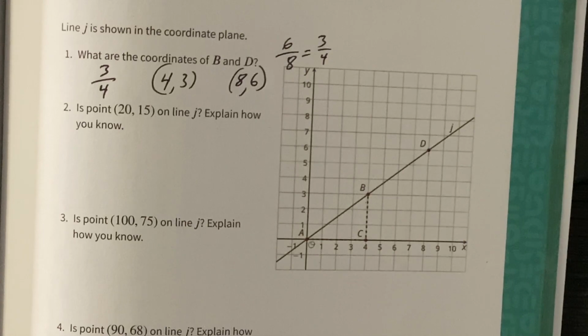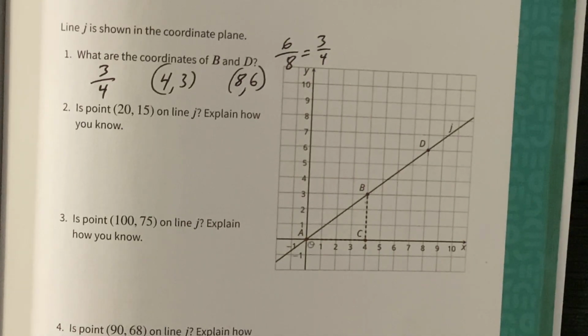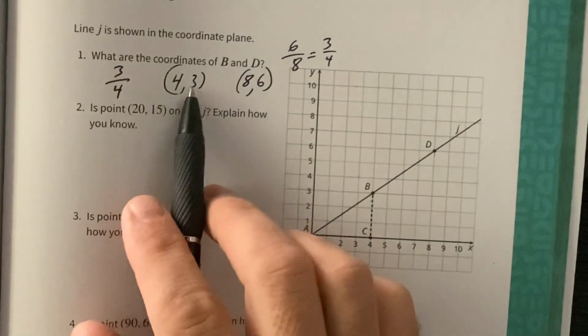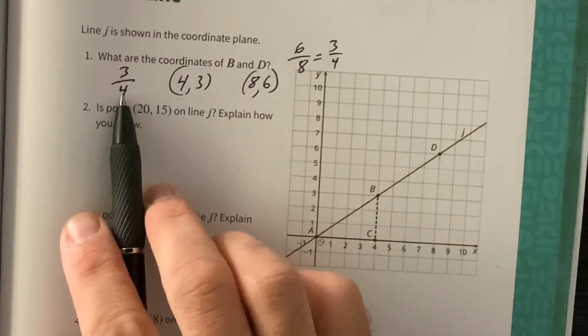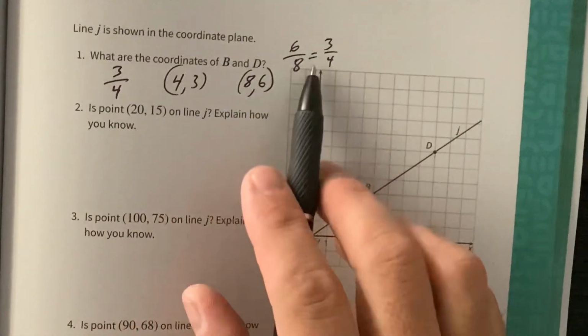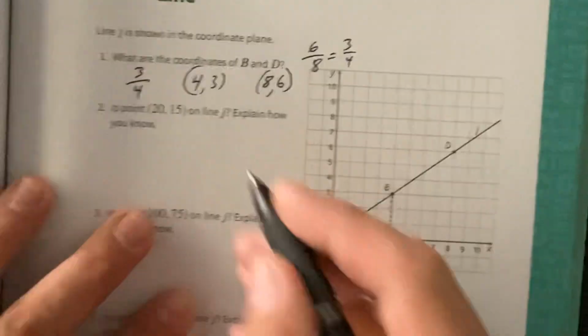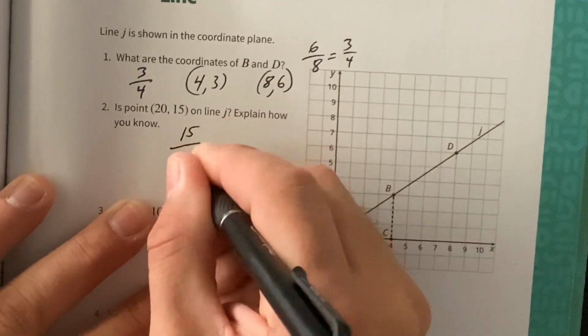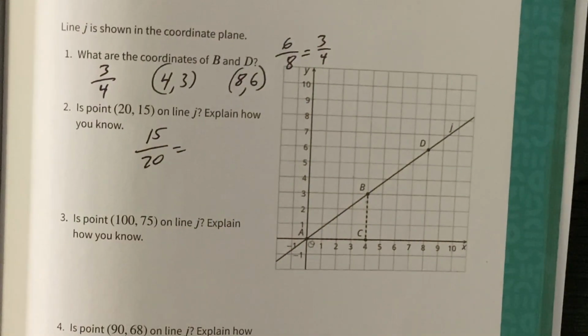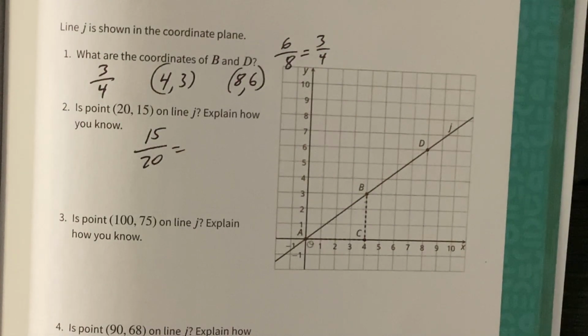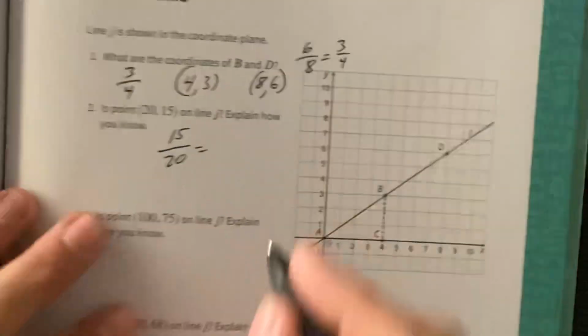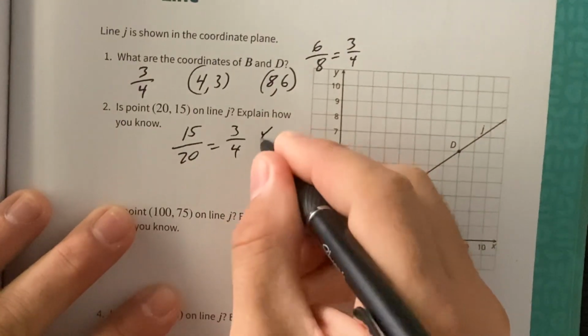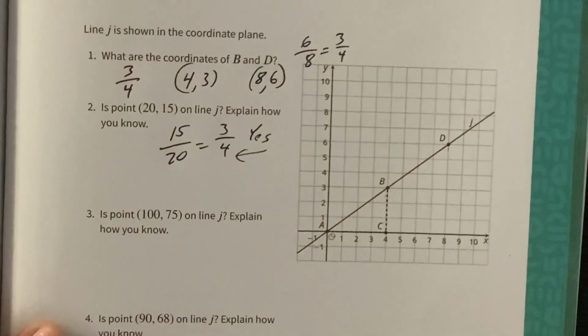So now the question is, 20 over 15, is that on the line? Well, since we're starting at the origin, notice on the first point, it was just 3 over 4, right? 3 over 4 would give us 3/4. 6 over 8 would give us 3/4 as well. So let's do the same thing for this one. Is that 3/4? Yes, it is. What did you divide by to get 3/4? Divide them both by 5. So yes, it is, because it reduces to the same thing.